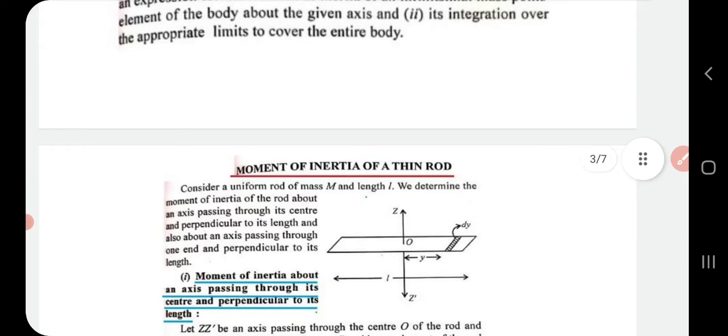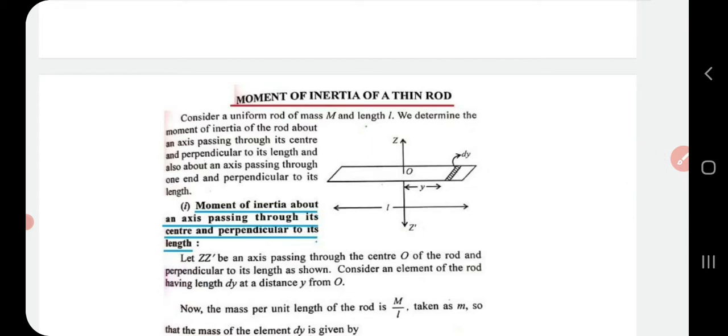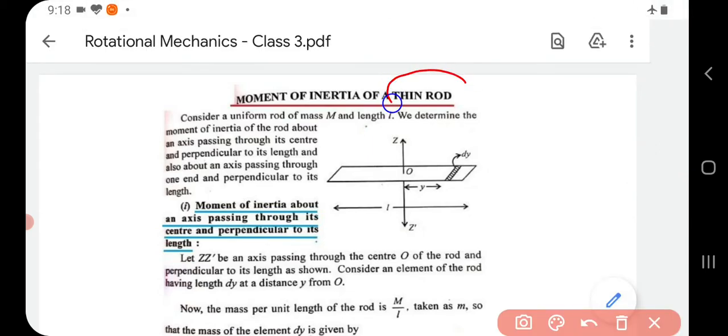Now today we are going to find the moment of inertia of a thin rod. So the solid body that we are going to take is a thin rod. Consider a uniform rod of mass m and length l. We determine the moment of inertia of the rod about an axis passing through its center and perpendicular to its length, and also about an axis passing through one end and perpendicular to its length.